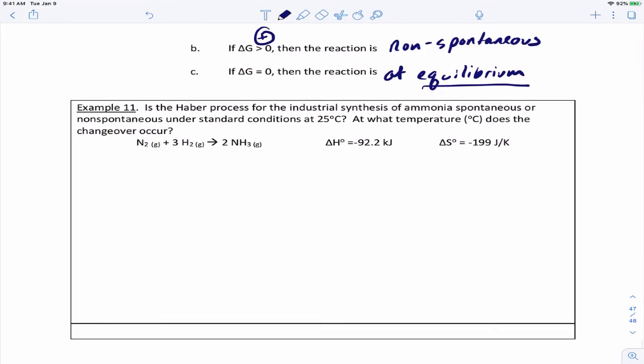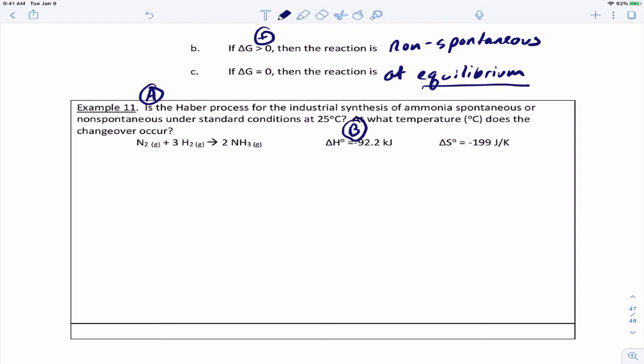And here it is. Is the Haber process for the industrial synthesis of ammonia spontaneous or non-spontaneous under standard conditions at 25 degrees Celsius? At what temperature does the changeover occur? So this is actually asking us two parts. Part A, is this reaction spontaneous or non-spontaneous? And then part B, if it's non-spontaneous, or if it is spontaneous, when does that changeover actually happen? When does it go from one to the other?